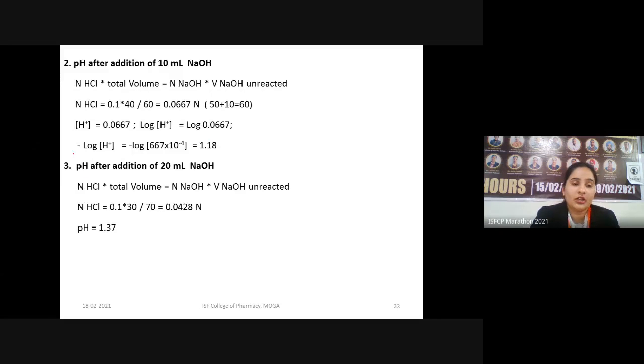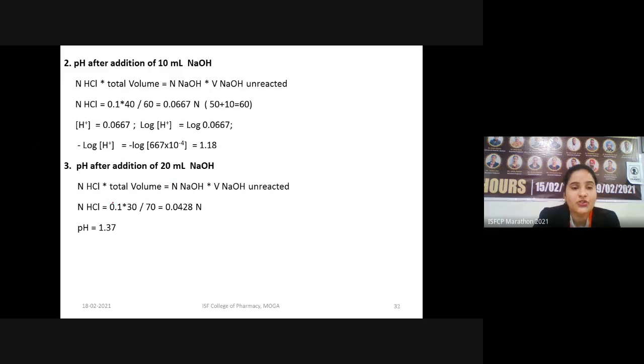Now, the third case we are considering is the pH after addition of 20 ml. So we are going to apply the same equation again. Now we will be finding out the pH after addition of 20 ml of sodium hydroxide solution. Again, we are going to use the same equation: the concentration of HCl solution into the total volume of the solution is equal to the concentration of sodium hydroxide multiplied by the volume of unreacted sodium hydroxide.